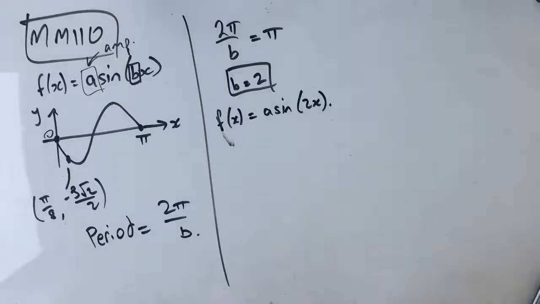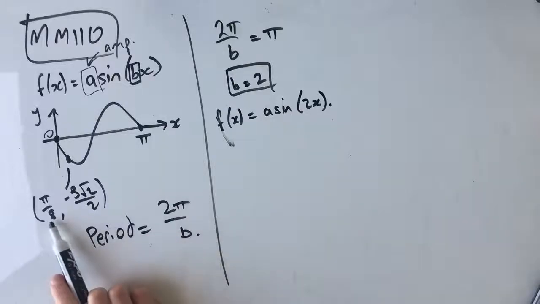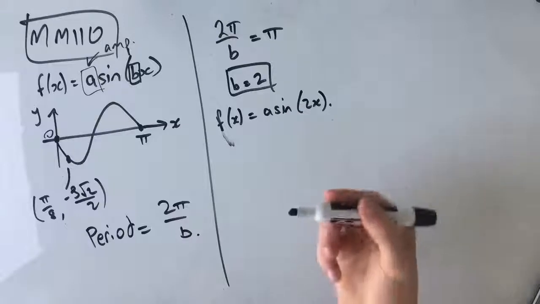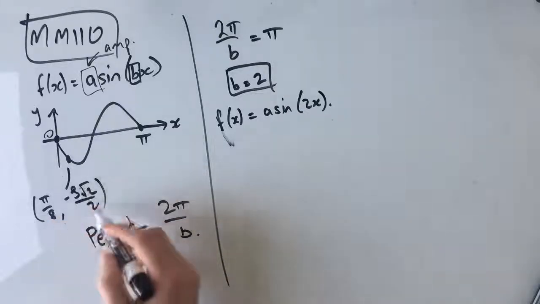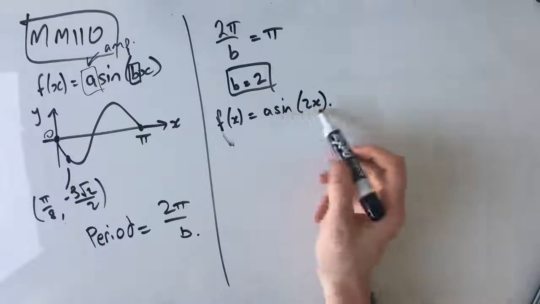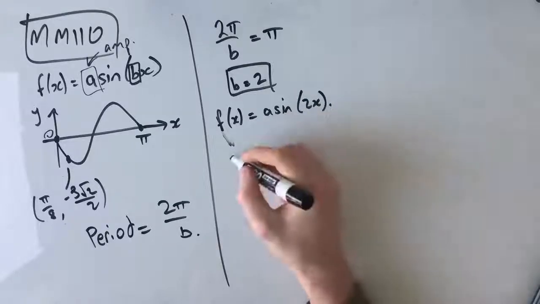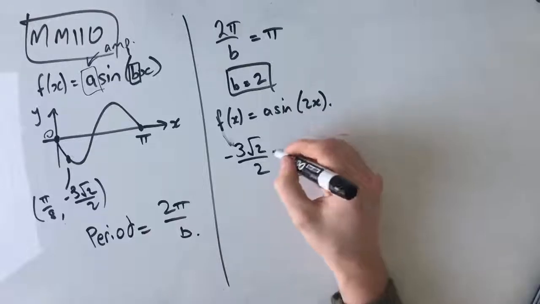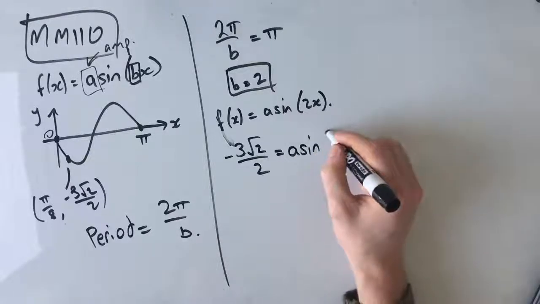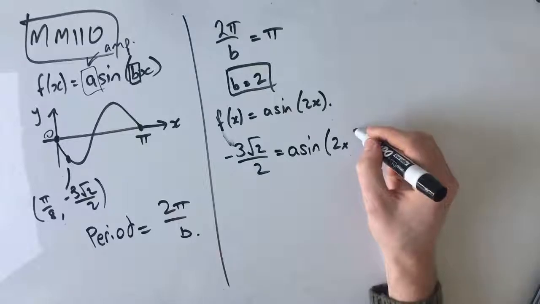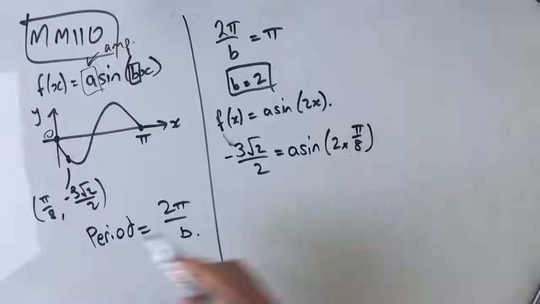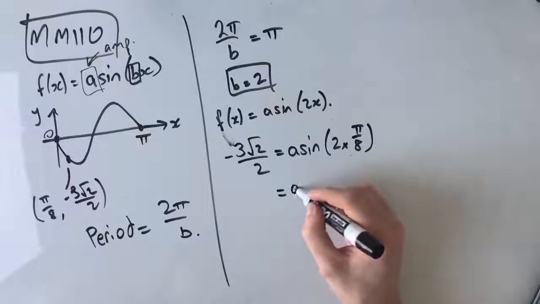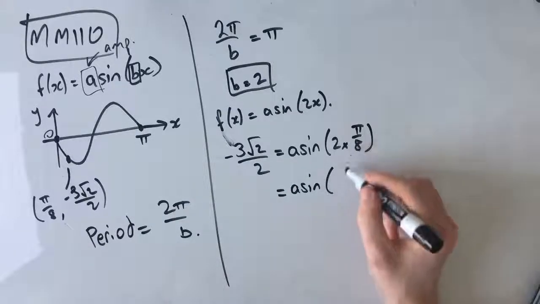Awesome. What we also know about this graph is that it passes through the point pi on 8, negative 3 root 2 over 2, which is given to us on the graph. So what we can do is plug in these values here to find out what a is, because we've got no other variables in here, we've just got the a. So this means that negative 3 root 2 over 2 equals a sine of 2 times pi on 8. I'm just subbing in this x value here and this y value here. 2 times pi on 8 is pi on 4.